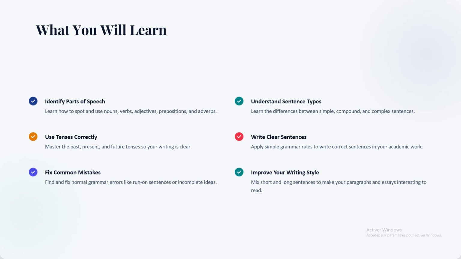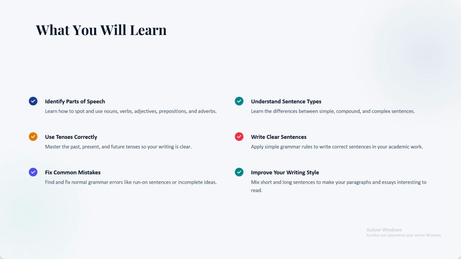What you will learn in this course, which means the objectives. First, identify parts of speech, which means learn how to recognize and use nouns, verbs, adjectives, prepositions, and adverbs. Second, use tenses correctly, mostly the past, present, and future tenses, so your writing is clear. Third, fix common mistakes, which means find and fix common grammar errors like run-on sentences or incomplete ideas.